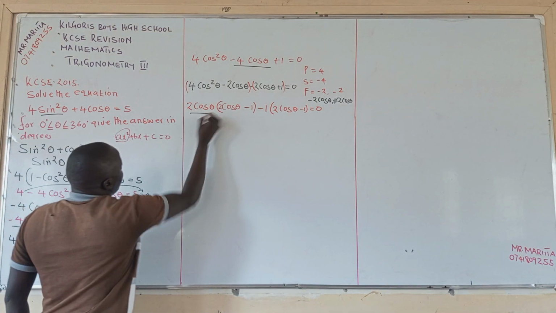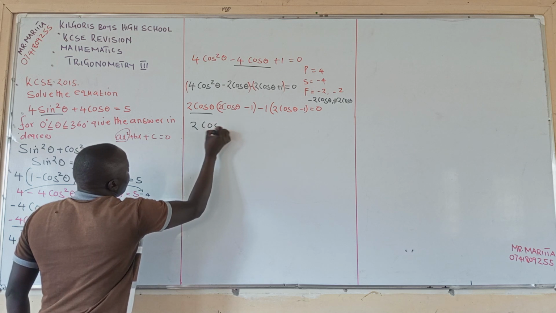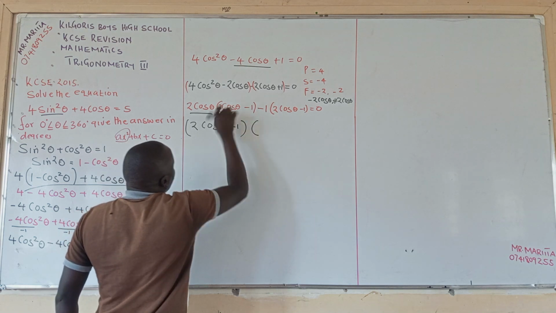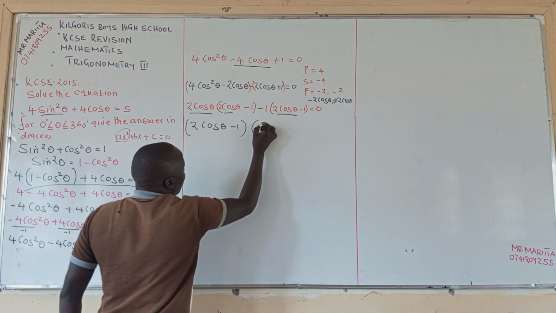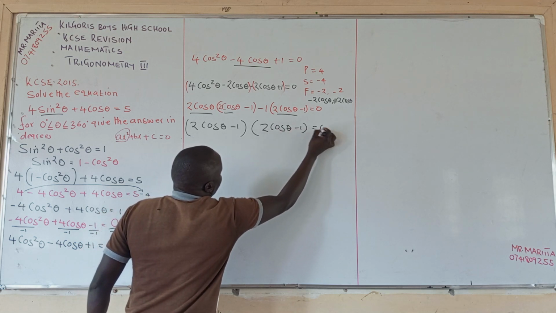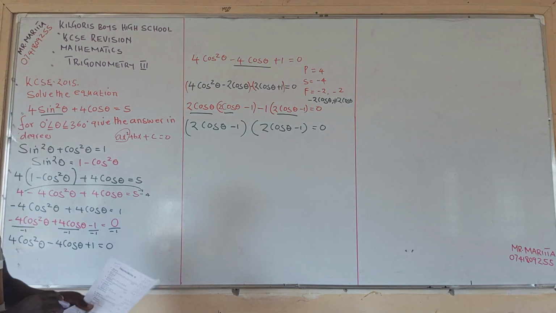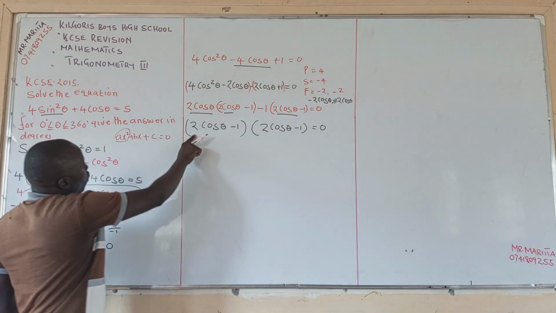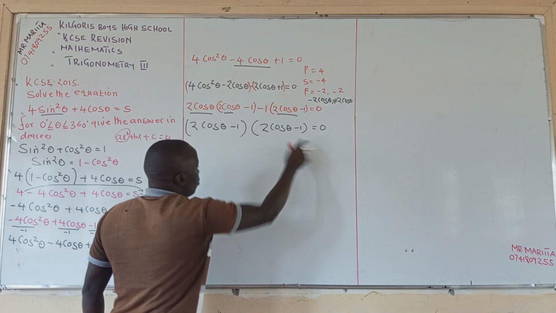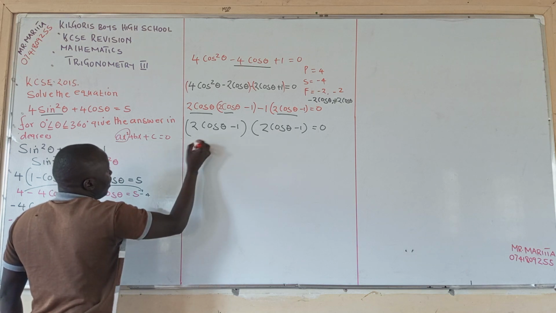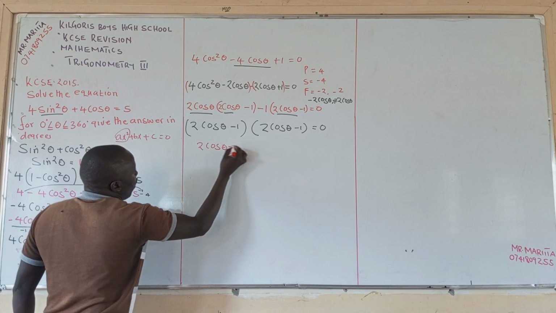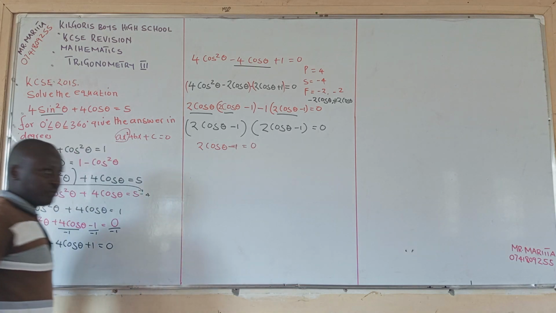So we have 2 cos theta, then minus 1 in brackets. This and this one are the same, so we pick 1. So we have 2 cos theta minus 1 is equal to 0. From here you can conclude that 2 cos theta minus 1 is equal to 0.